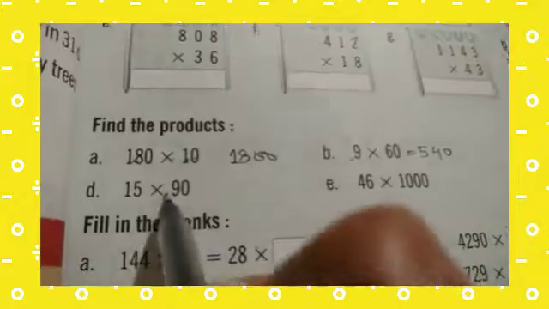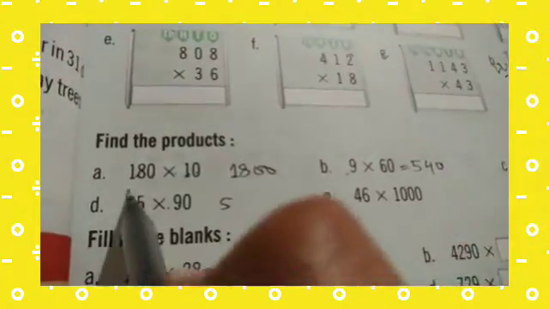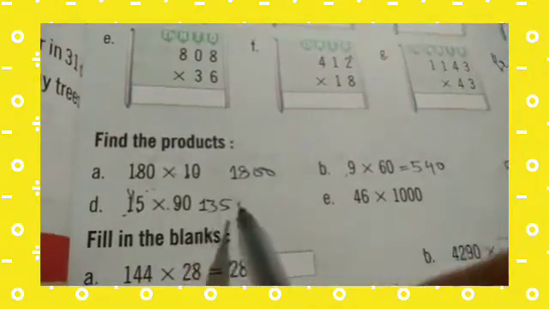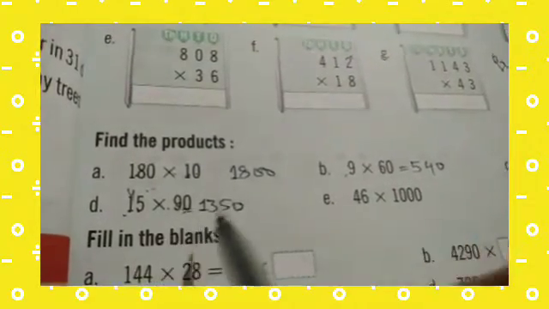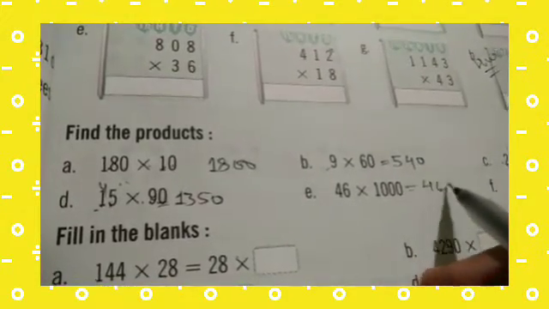Now next 15 into 90. So 9 5s are 45, 5 carry 4, 9 1s are 9, 10, 11, 12, 13. So 135, and how many 0? 1. So answer is 1,350. Now 146 into 30 is there, so 46,000.